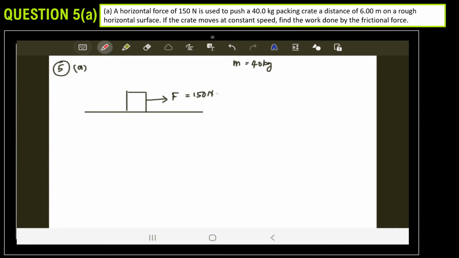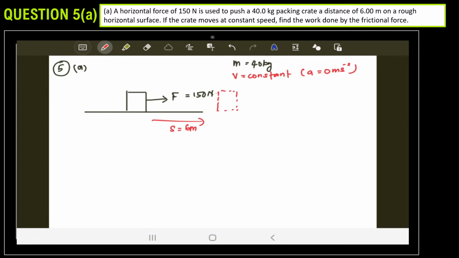So let's say the object is moving, so s is equal to 6 meters. It's moving with a constant speed. So another piece of information, we know that v is constant.